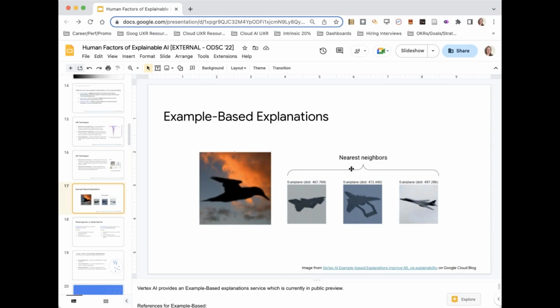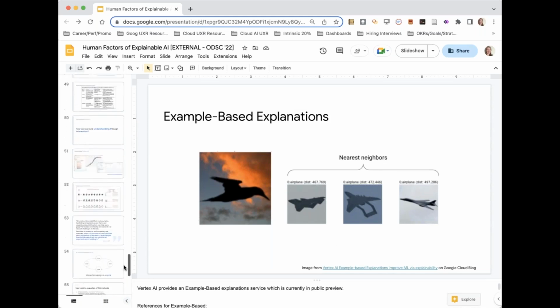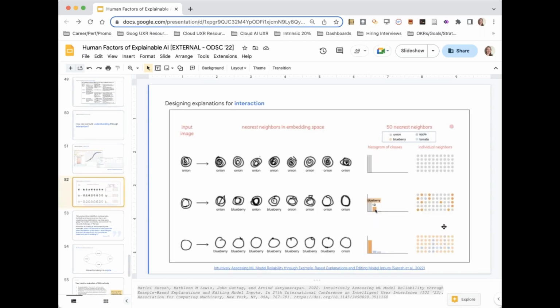But yeah, example-based explanations is actually a newer service we provide that works on deep neural nets. It looks at the embedding space, maybe your second to last layer, and you get the embedding from that, and that's how it builds up its data structure for the nearest neighbors search. This technique is also what they use to fuel this interaction. So you have your individual neighbors and your histogram of classes. You can do a lot of things there, and that's very appropriate for deep learning models.